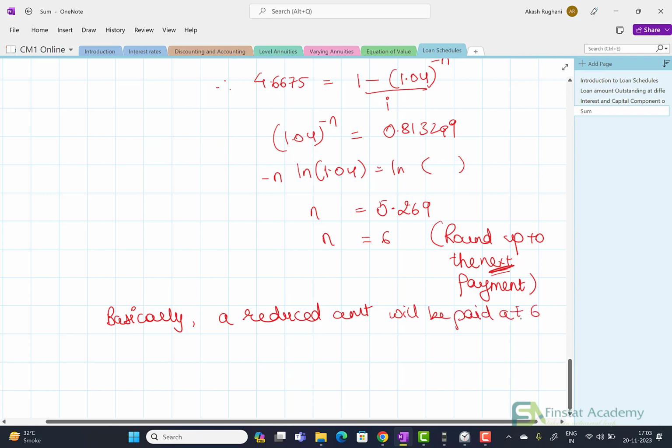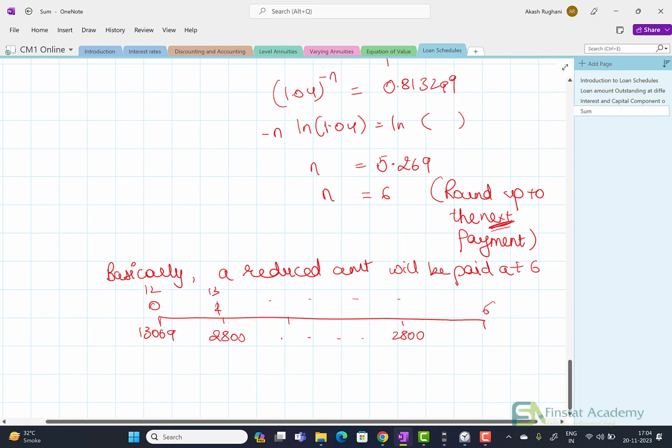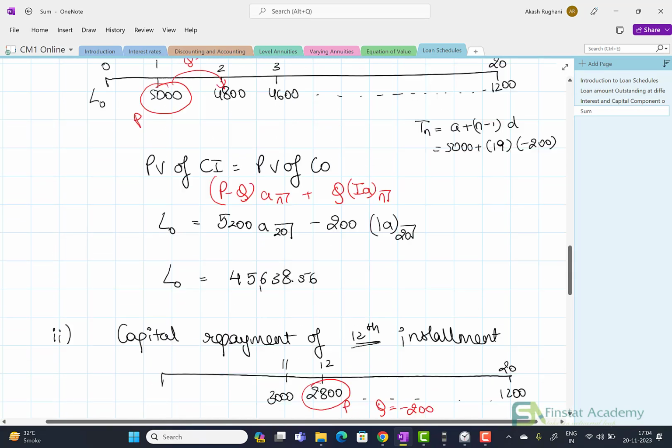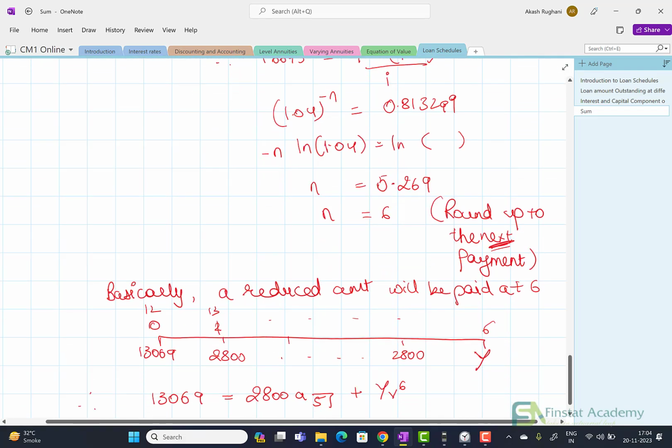For us, we have to find that amount. So basically 13,069 was there. After that, this was time 12, 13, and so on. 2,800 will be paid for a period of 5 years, and after that, there will be a reduced amount at time 6. So let's say I call that reduced amount Y. So again, I'll make my equation of value. 13,069 will be equal to 2,800 a_5 plus Y v raised to 6. I'll solve and I'll get the value of Y, the reduced amount, which is nothing but 764.11.